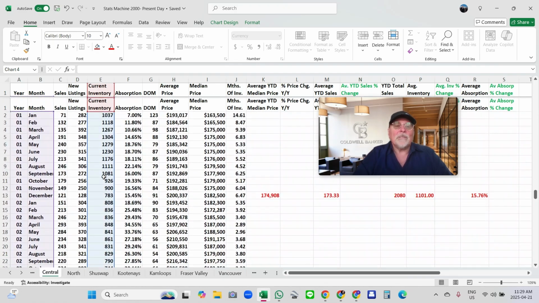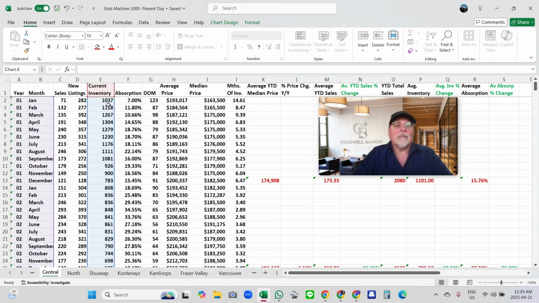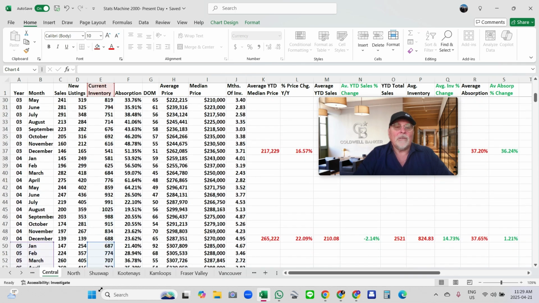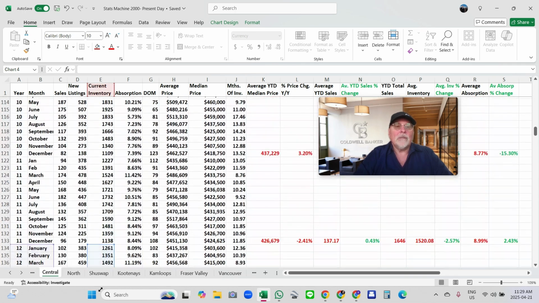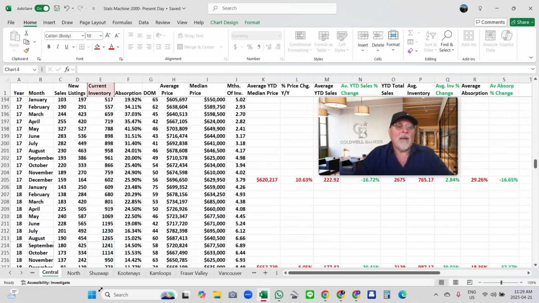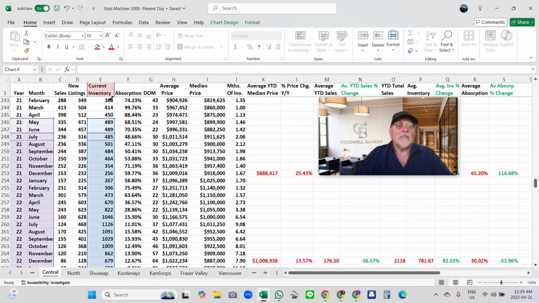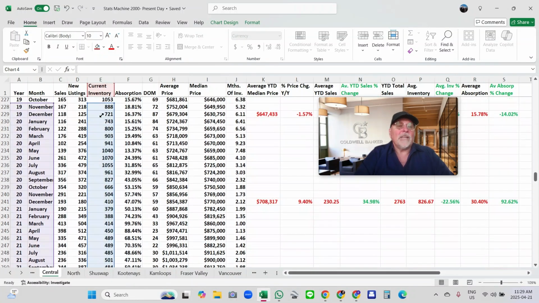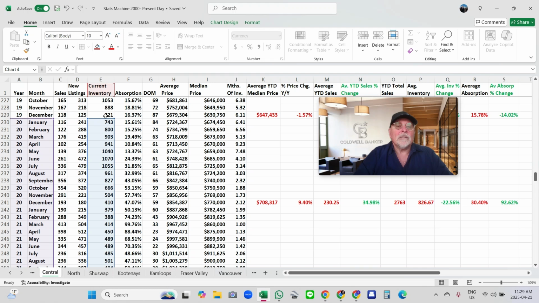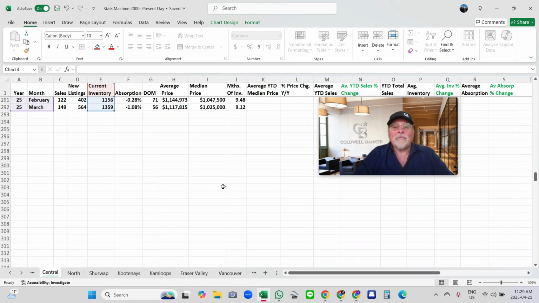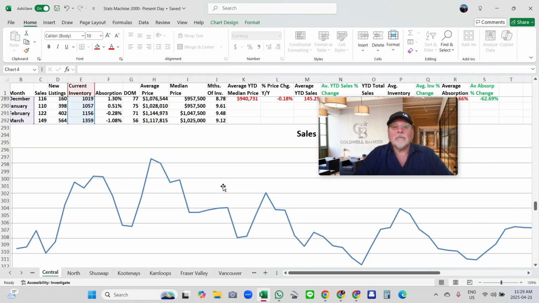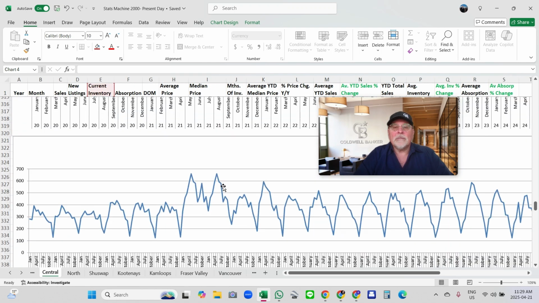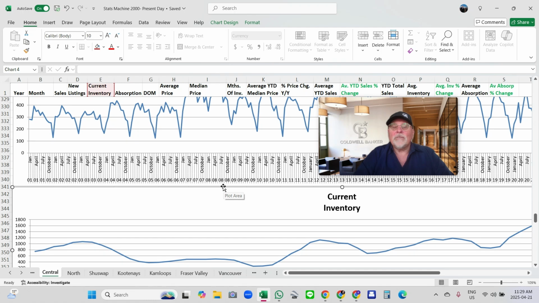Go all the way back up to the top. So it's all the way back to the very top. And then I'm going to click on there as well. And I'm going to drag it all the way down. See what's happened to the current inventory in the last 5 years. So we'll take it to January of 2020. Go back down to the graph. Current inventory.